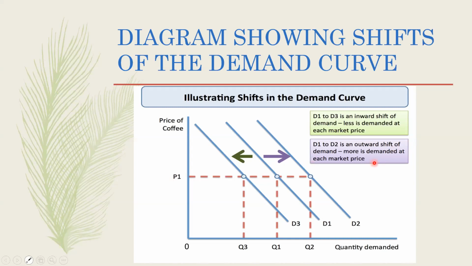So let's say your income increases or your taste and preference for a particular type of clothing might increase. You would increase your demand, you would increase your purchase of that item. So as you increase your demand, you are going to shift it outwards. When you decrease your demand, you're going to shift it inwards.